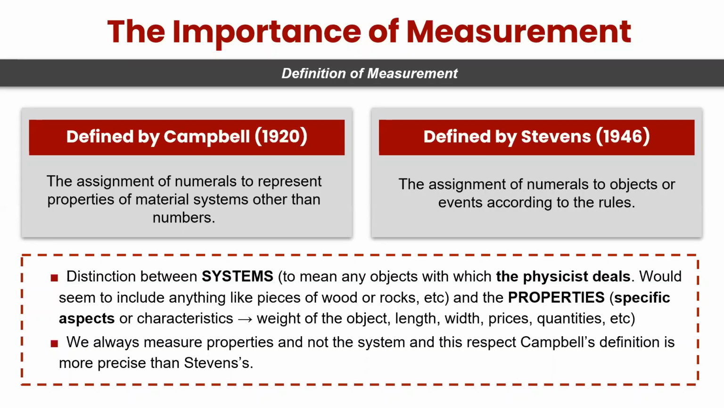Campbell makes a distinction between the systems and the properties of the system. The system means any object with which the physicist deals, which would seem to include anything like pieces of wood, tables, people, assets, etc. And the properties are the specific aspect or characteristic of the system, such as weight of the object, length, width, prices, quantities, etc. We always measure properties and not the system, so in this respect, Campbell's definition is more precise than Stevens' definition.